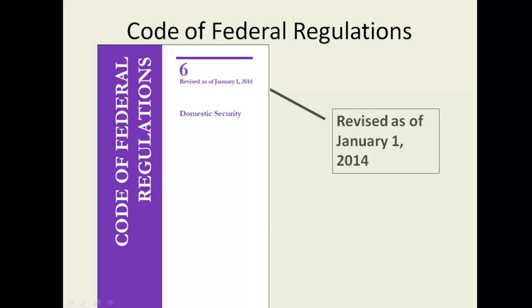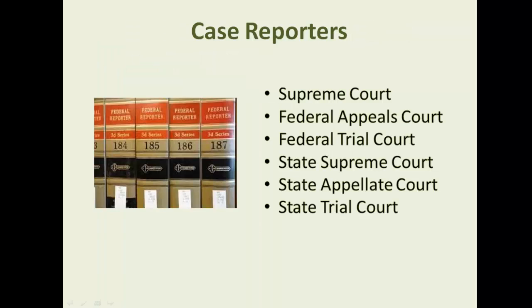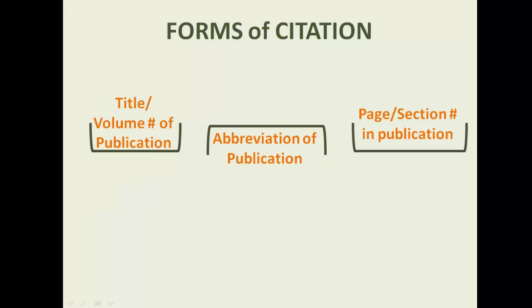Cases are also published chronologically in sets known as case reporters. A case reporter is usually tied to a jurisdiction, federal or state, and it is reflective of that jurisdiction's court structure. The materials published in codes and case reporters are represented by a citation. A citation is simply a way to tell you where to find the statute, regulation, or case.